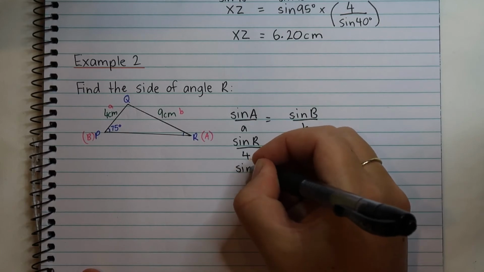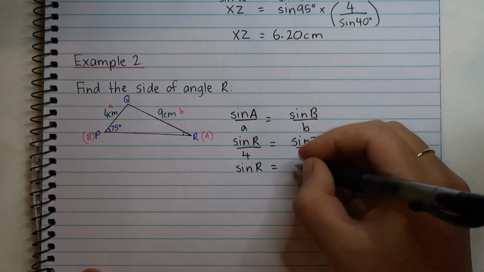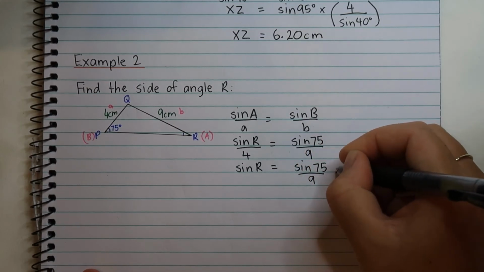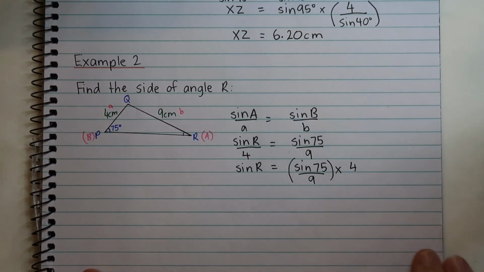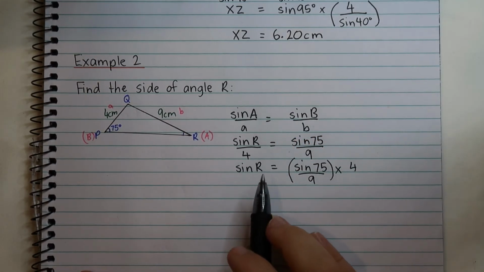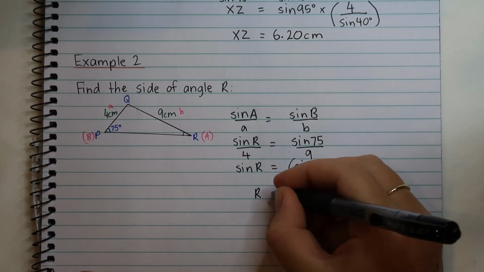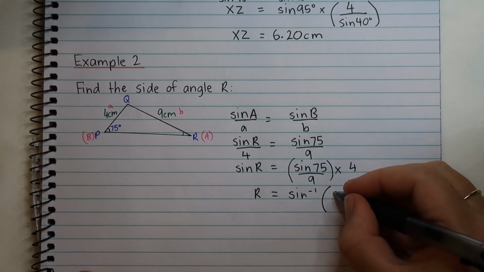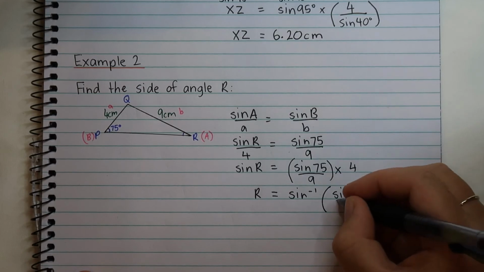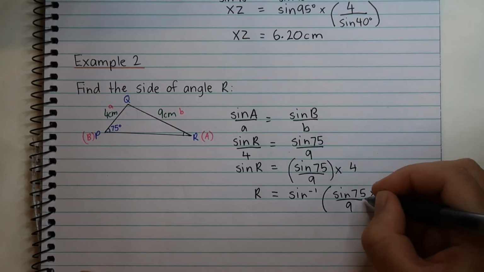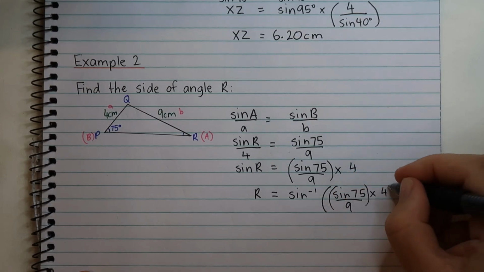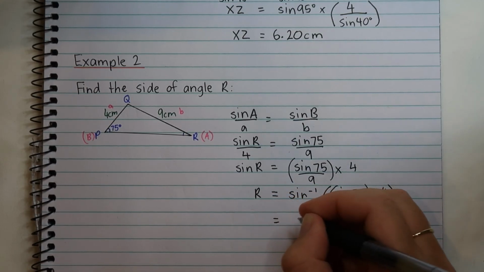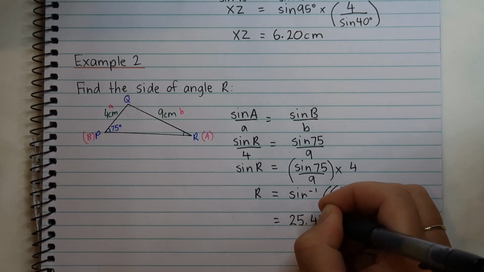So let's move the 4 over to start with. So this is divided by 4, so to move it over, we are going to multiply both sides by 4. And then we want to find R, so we're going to find the inverse of sine, and then we're going to put all of this in brackets. Sine 75 on 9 multiplied by 4. Once we put that into our calculator, you should get 25.4 degrees.